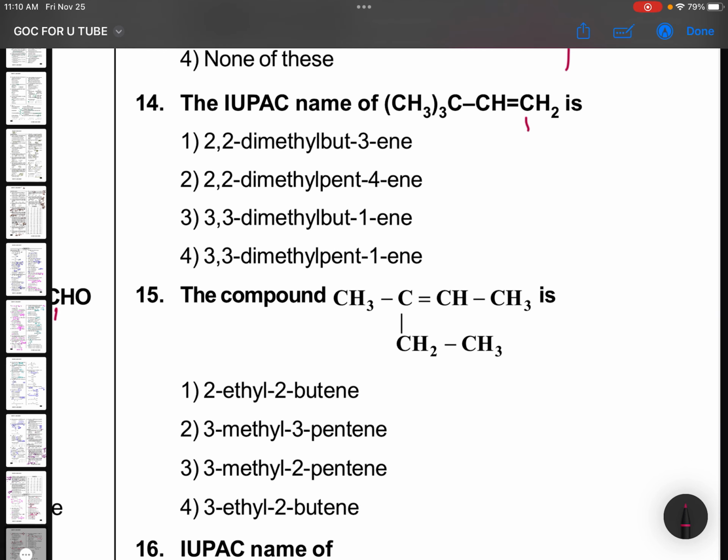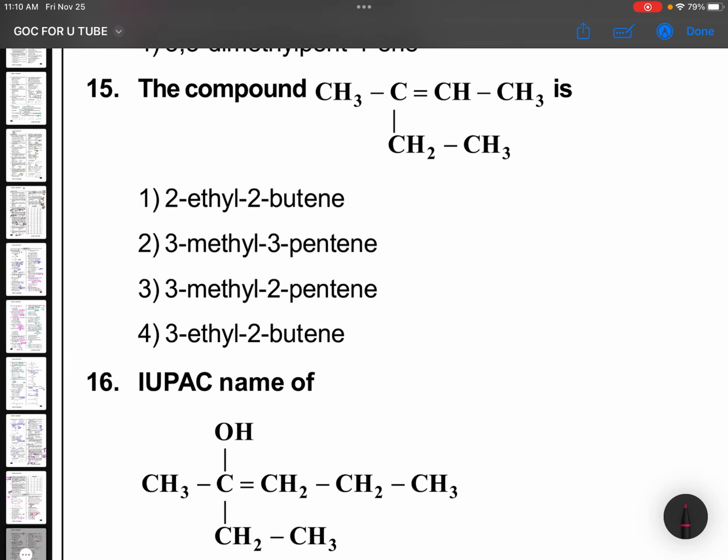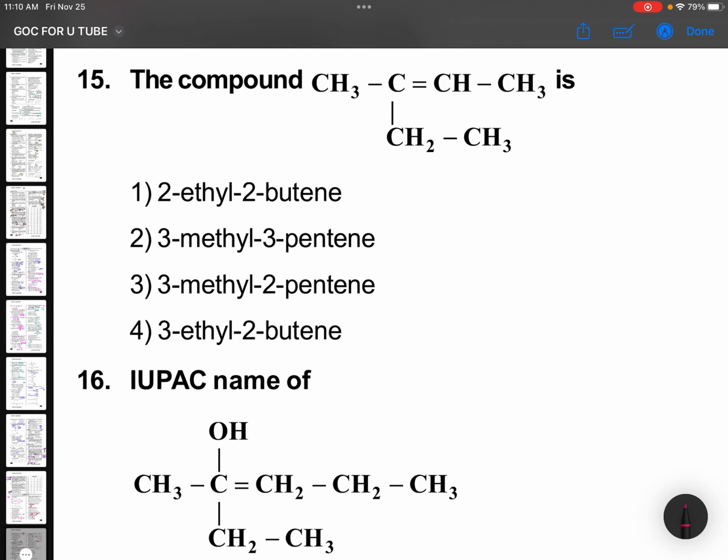IUPAC name of this: first place, second place, here 3 methyl groups are there. This is third place, this is fourth place. 3,3-dimethyl-1-butene. The compound, this one: the long chain is 1, 2, 3, 1, 2, 3, 1, 2, 3, 4, 5. So 3-methyl-2-pentene. You are with Lakshma Reddy, sir.